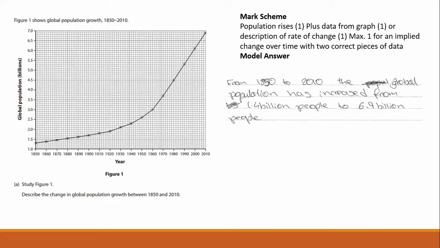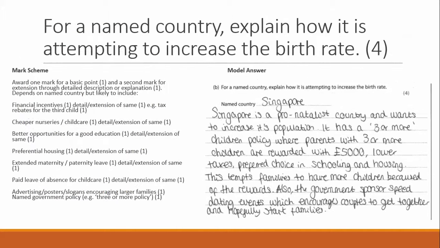To get the extra marks, you needed to apply some data, and therefore that was what was required. Most of you did this question quite well. The next question required you, for a named country, to explain how it is attempting to increase the birth rate. Again, this question was done quite well.